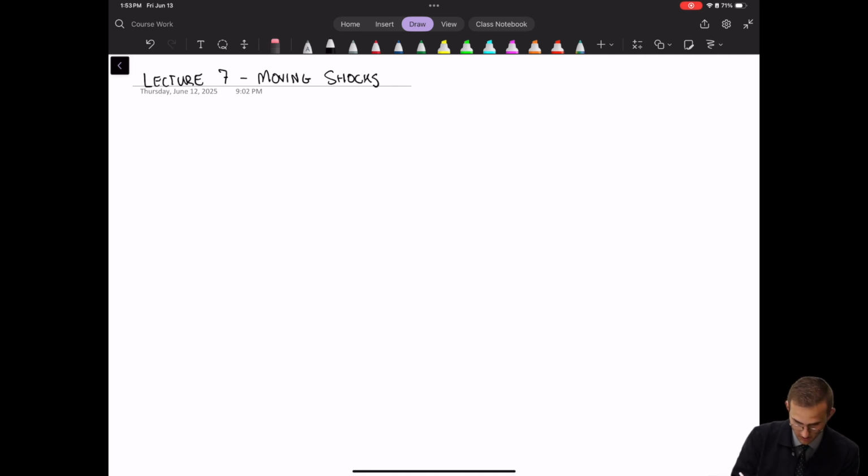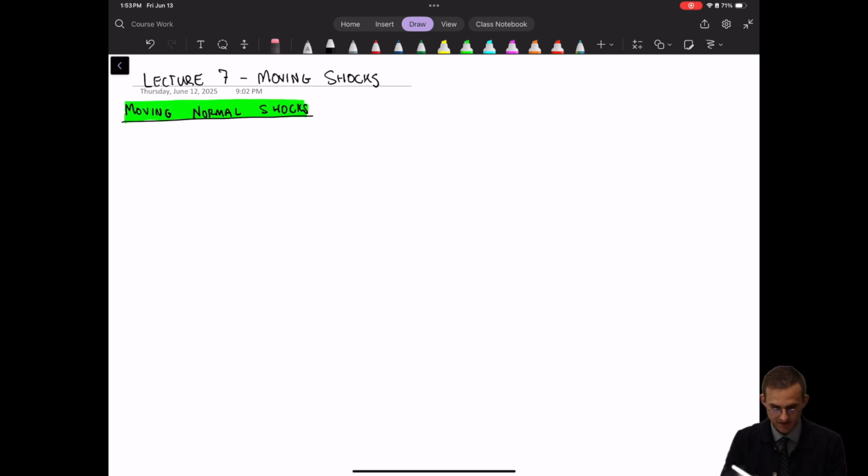We'll get going with the first topic, which is moving normal shocks. In this case, we're going to imagine something like the weapon being discharged, some sort of explosive set off far away.